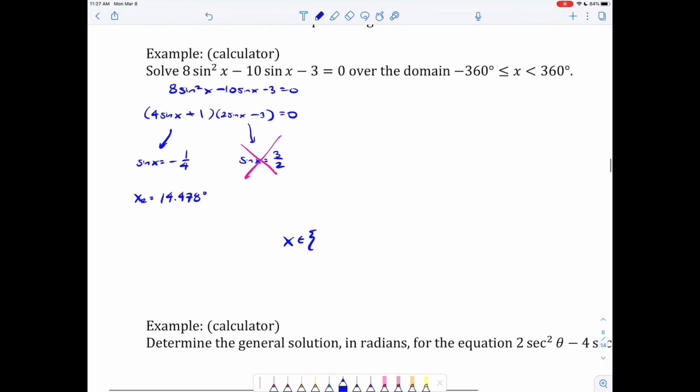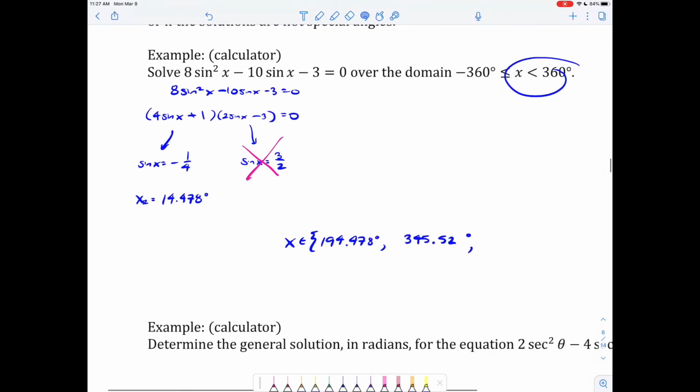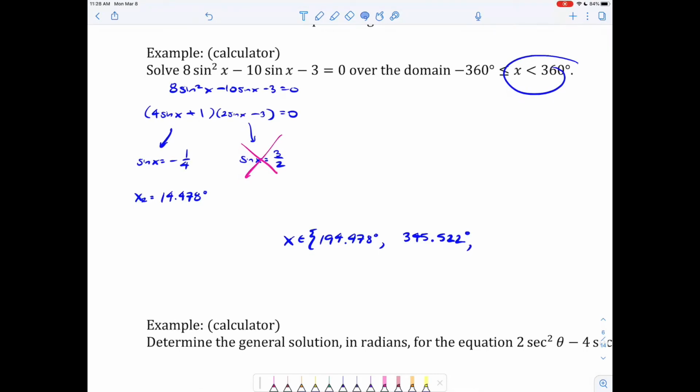should be like 194.48 degrees, or 360 minus that, which is 345.522 degrees. And that's taking us all the way up. Oops, I wrote down a negative there. There we go.